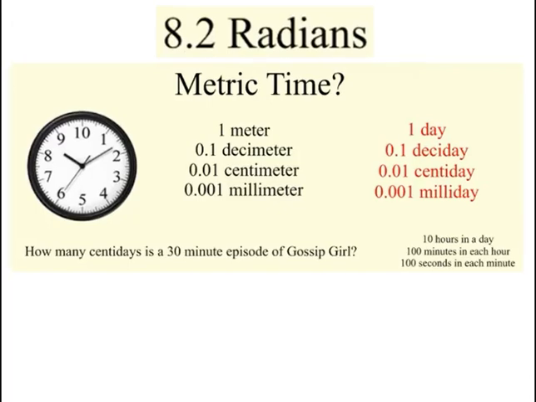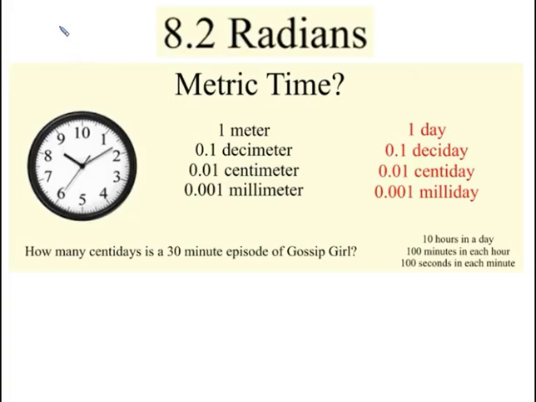Alright, welcome to section 8.2. Today we're going to be talking about radians, and you've probably never heard of radians before, but they are very much connected to the idea of degrees that we were talking about in the last lesson. So today we're going to go from degrees and change them into radians, because in trigonometry mostly everything is used in radians and not degrees.